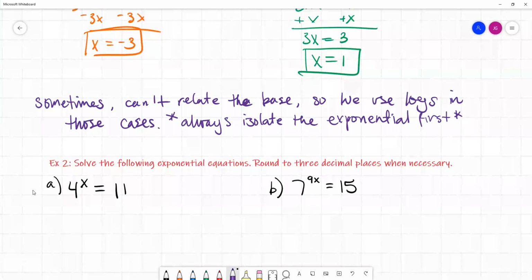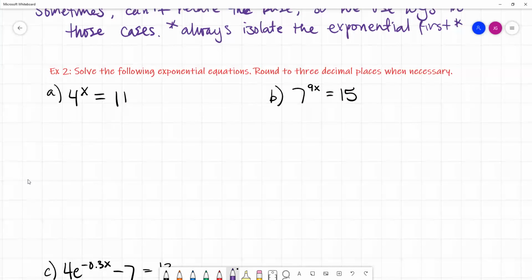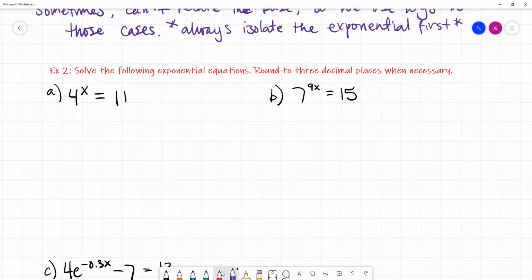Example 2, solve the following exponential equations, round to 3 decimal places when necessary. So for the first one, 4 to the power of x equals 11. Notice how our exponential is already by itself. There's nothing extra alongside it. So I'm good. So what I'm going to do here is think ahead, and I want to use one of my properties of the logarithms. The one that I'm referring to says log base b of m to the power of n is equal to n times the log base b of m.